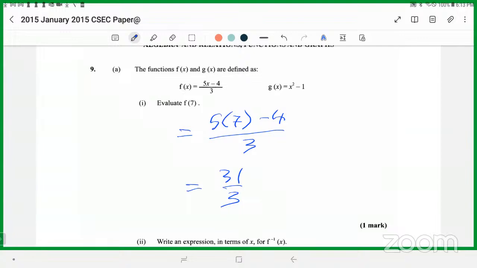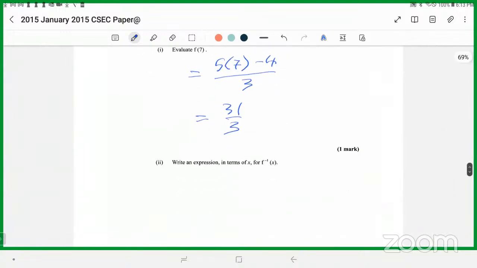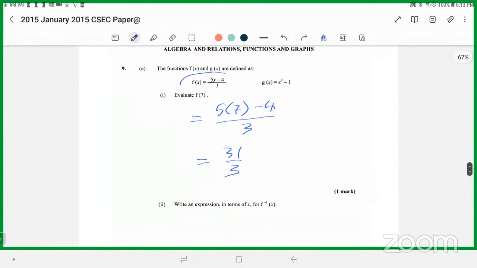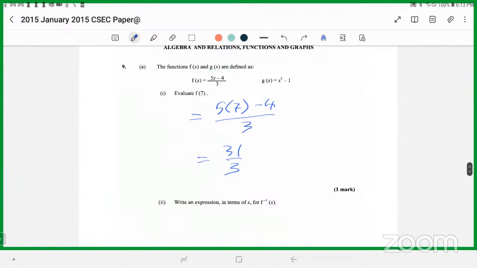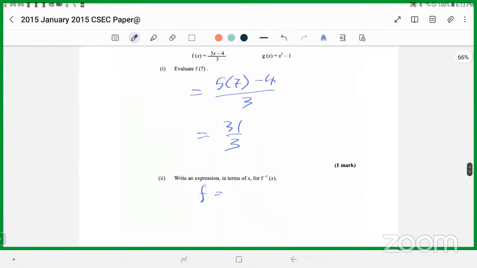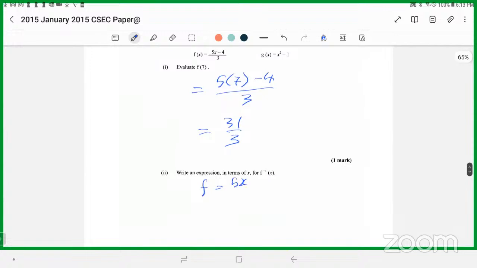That's it. 35 minus 4 is 31. 31 over 3. That's it. Next question wants us to get an expression for f to the minus 1. So we're doing the inverse of this function. So we're going to start by saying f equals, what is it? 5x minus 4 over 3.